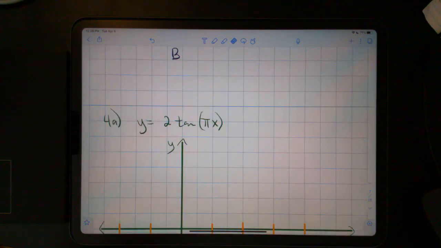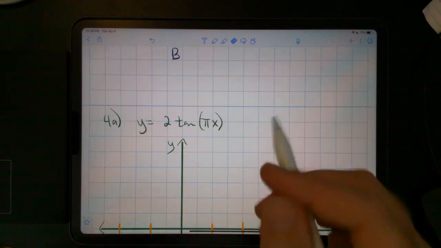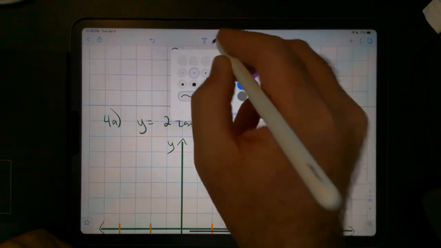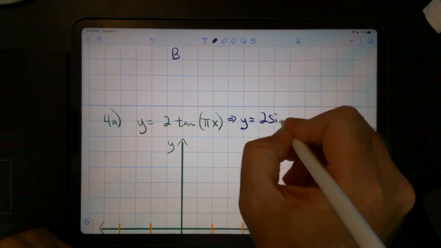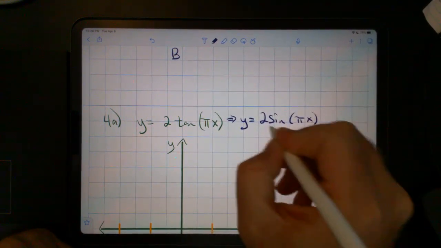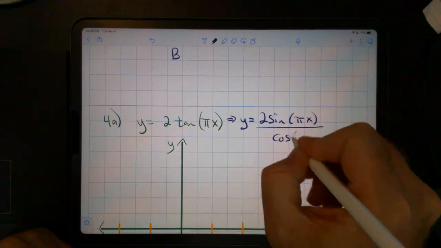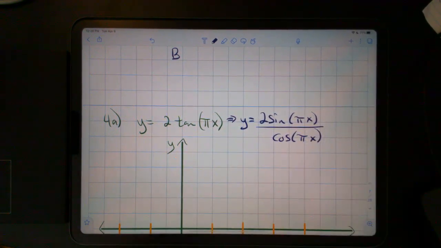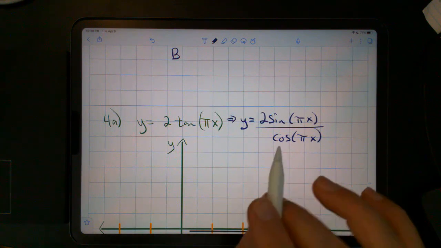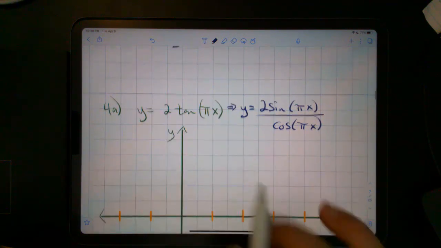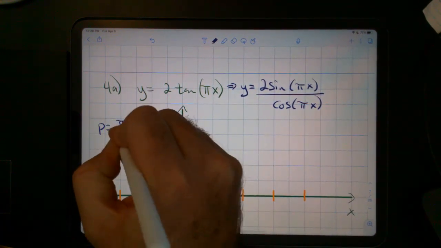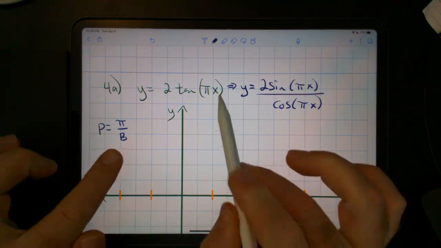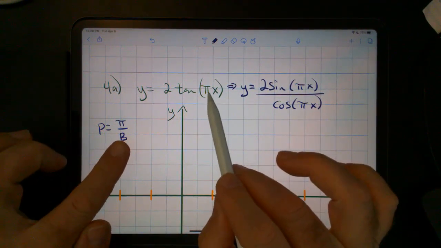So here we have this situation. Here our b is pi. This is the same thing as y equals 2 sine of pi x divided by cosine of pi x, because tangent is sine over cosine. To find out what your period is, the period is going to be pi over b, but in this case, it's pi over pi, so the period is going to be 1.